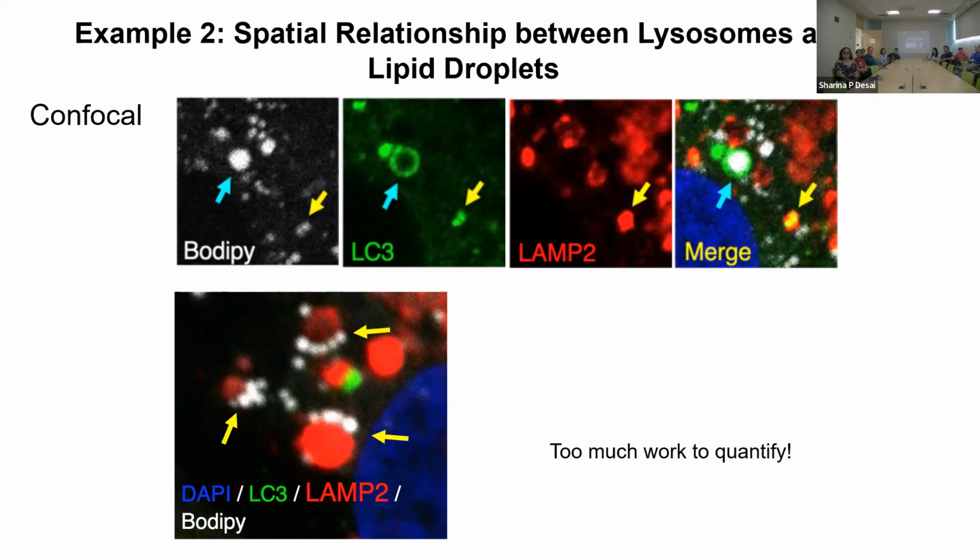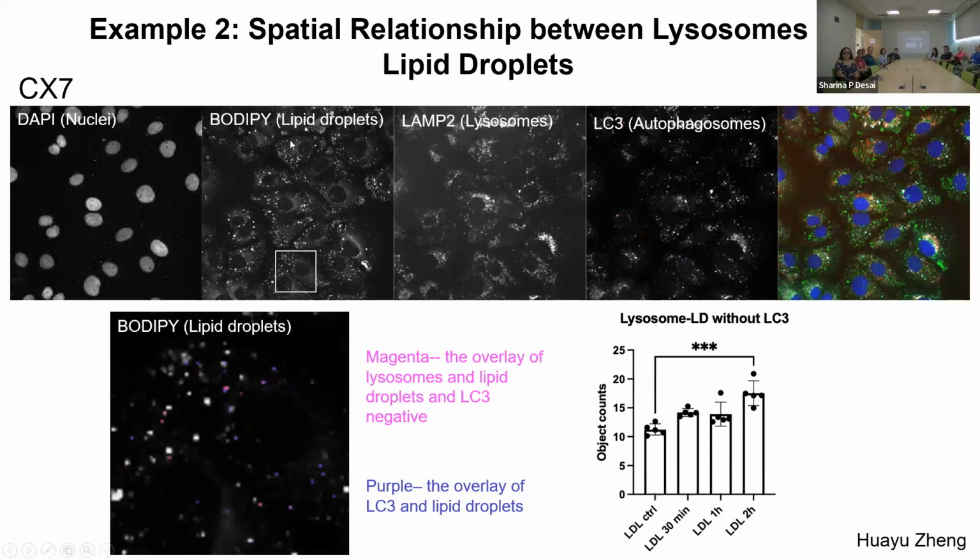So for this purpose, we can still do it in CX7. Similarly, we can use BODIPY for lipid droplet, LAMP2 for lysosome, LC3 for autophagosome. I know the image is very small, you probably cannot really see that, but we can define the region of interest that we're going to quantify. And here, the magenta mask highlights the overlapping part of lysosome and lipid droplet, but without LC3. So when we see this color, we know this contact has no LC3 there. And this purple color highlights LC3 and the lipid droplet. When we see the purple color, we know this lipid droplet will go to autophagy. And in this way, we can quantify the event we care about: this contact but no LC3. You can see in the LDL treatment, you can see the difference.